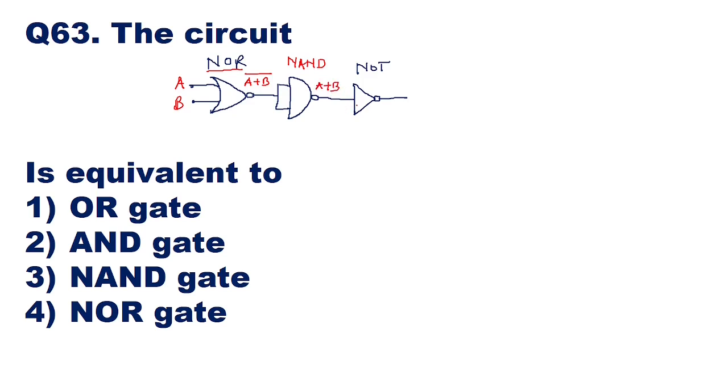After that this goes further to the third gate, that is a NOT gate. NOT gate, as we all know, is a complementary gate. So the output of the NOT gate will be the complement of its input. So it should be (A plus B) whole bar.